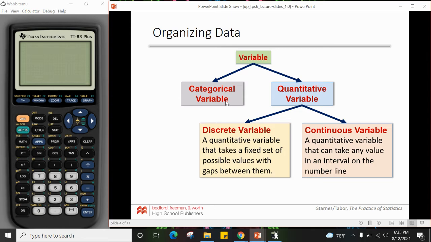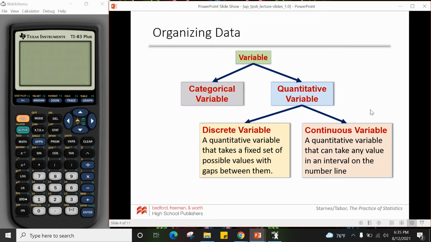Quantitative variables, on the other hand, are numbers. Like I said earlier, how tall you are or how much you weigh could be quantitative. Others would be any numbers you would assign. Inside the quantitative, you have discrete variables, where it's a quantitative variable that takes a fixed set of possible values with gaps in between. Something like how many siblings you have, or how many kids are in our class. You say 1, 2, 3, 4, and so forth. It's not possible to have 2.5 kids or 3.5 kids. That's not a possible value, so that would be discrete. There are gaps in between the numbers.